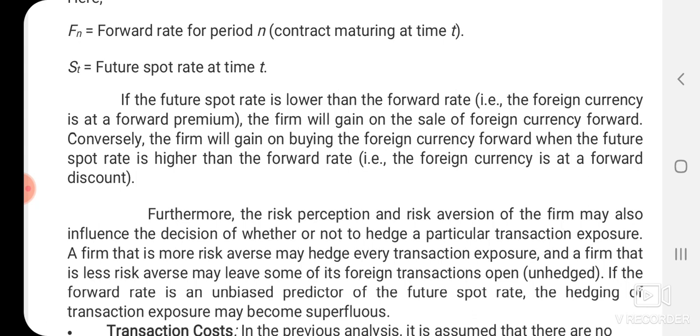If the future spot rate is lower than the forward rate, then automatically the firm will gain on the sale of foreign currency forward. Conversely, the firm will gain on buying the foreign currency forward when the future spot rate is higher than the forward rate. The foreign currency is at a forward discount. And vice versa, automatically there will be a forward discount.